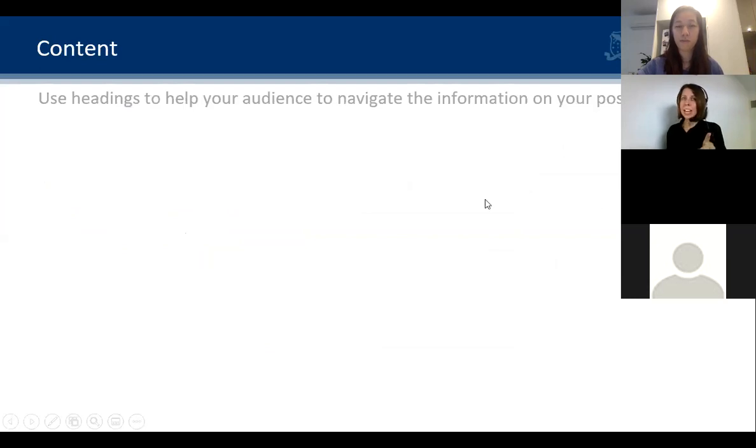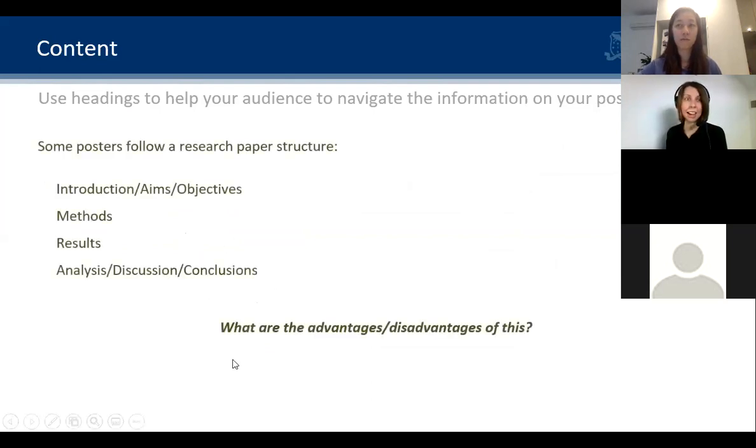Also, in terms of content, you want to think about how you can make best use of your headings. If you can only fit so much text on your poster, how can you use your headings in a really clever way to help the reader know how to navigate the poster? Because some people will be more interested in certain aspects of your project than others, and the headings will help them to jump to that particular aspect.